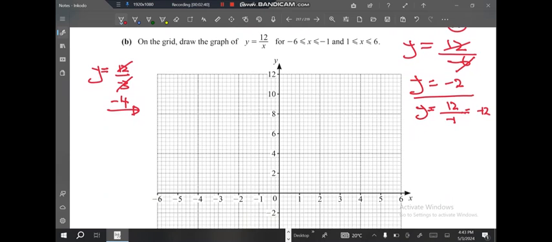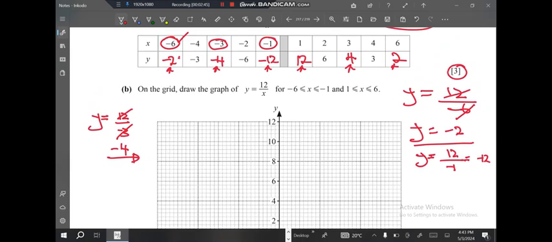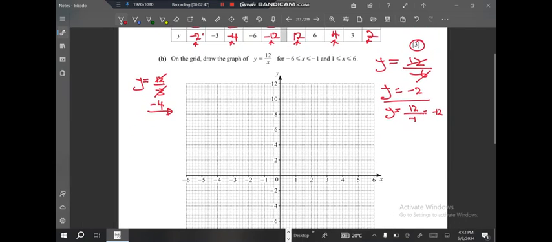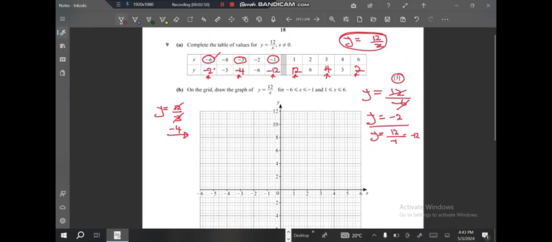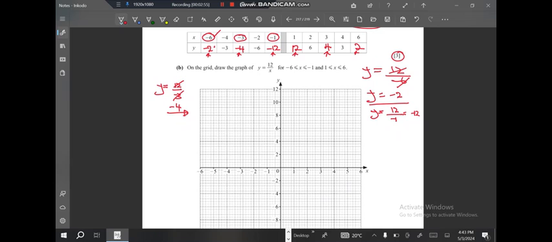Done. Then they are saying, on the grid, draw the graph of this one. So they are asking you to use this table so that you can draw the graph. So guys, please listen to me on this one. This is the x-axis, which means all the values of x are found in this axis, and this is the y-axis, which means all the values of y are found in this y-axis. So we are going to plot points minus 6 and minus 2. That point is here.